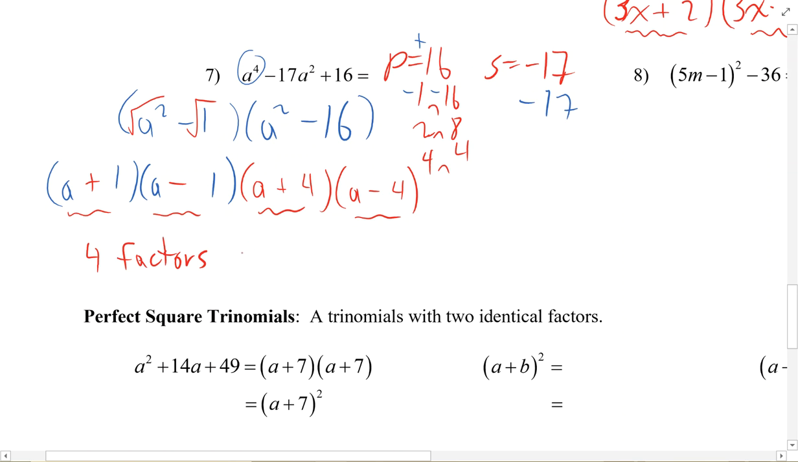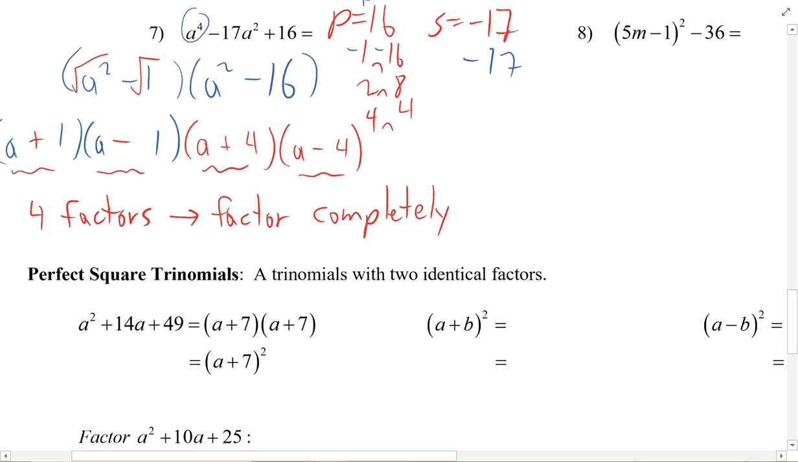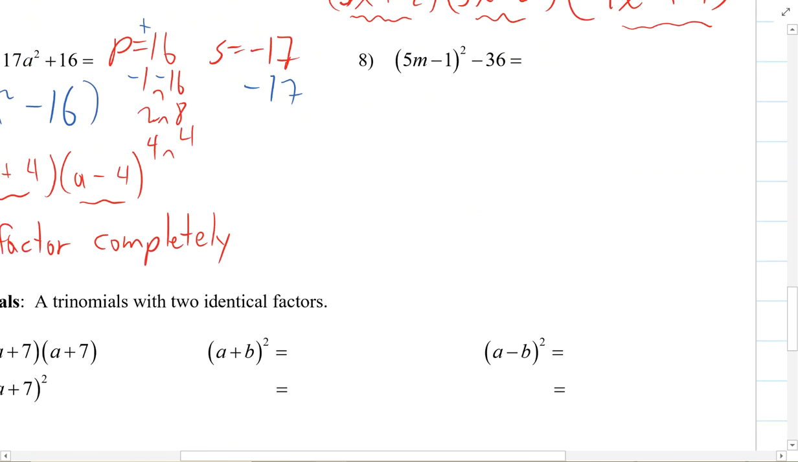So you're going to see this under the section that says factor completely. That's your hint that you got more than one step and that you're probably going to have to do GCF first, then some other factoring, or more than one factoring step. Okay?